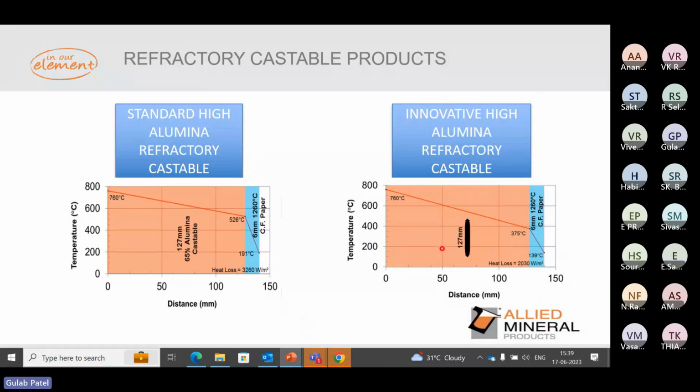So there are products available, very low thermal conductivity high alumina products, with excellent non-wetting, which meet the demand for reduced energy for aluminum molten metal contact.